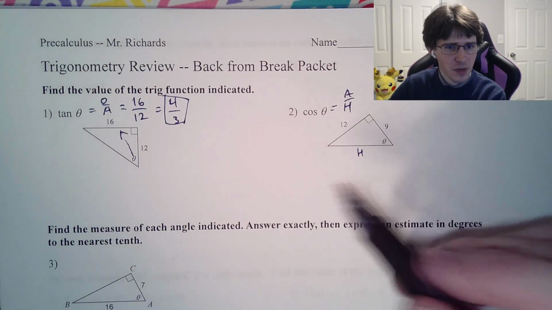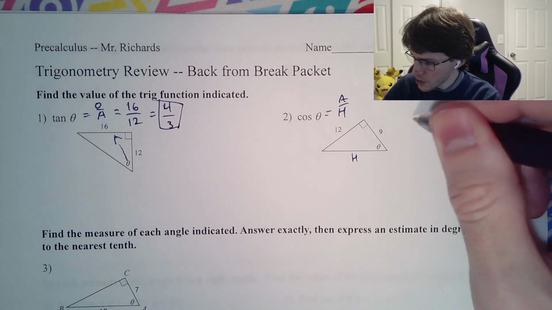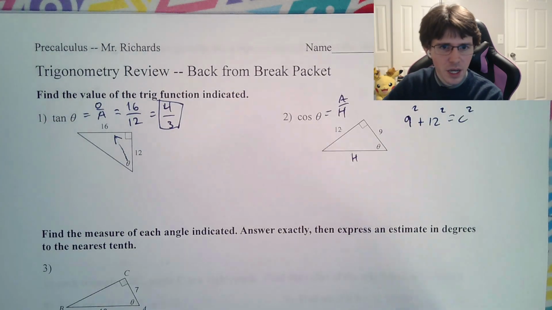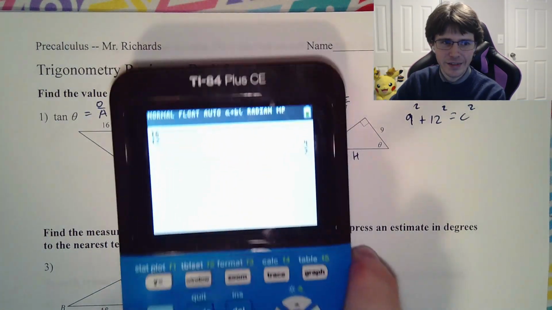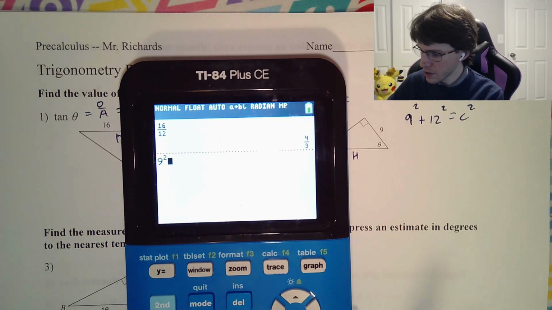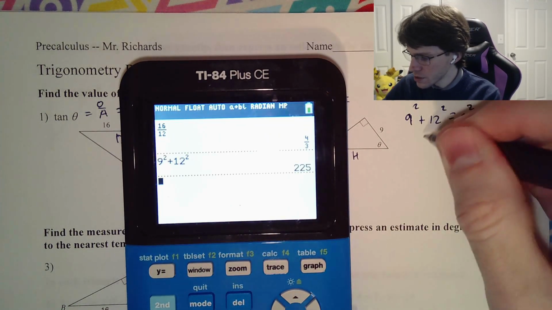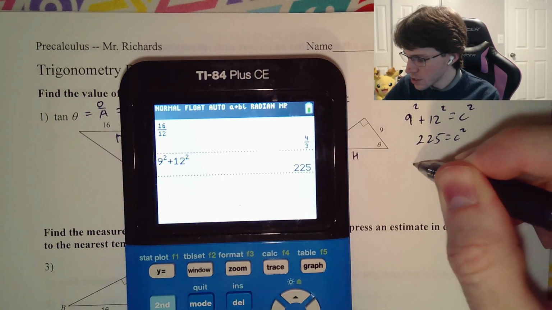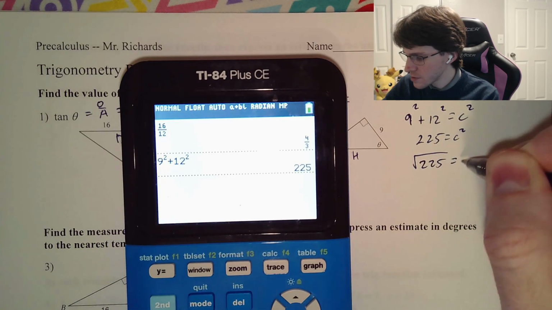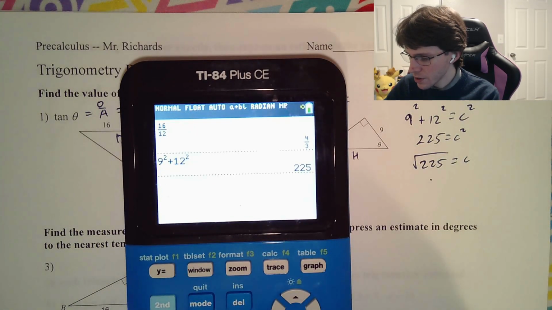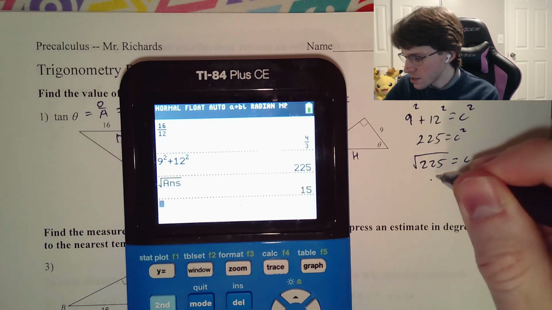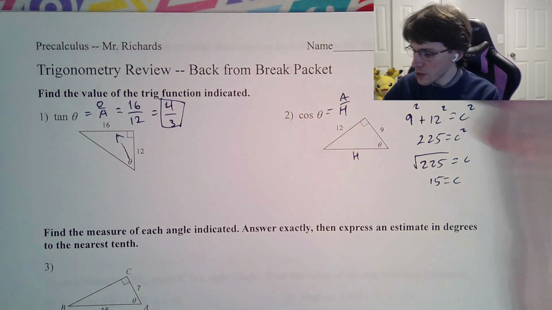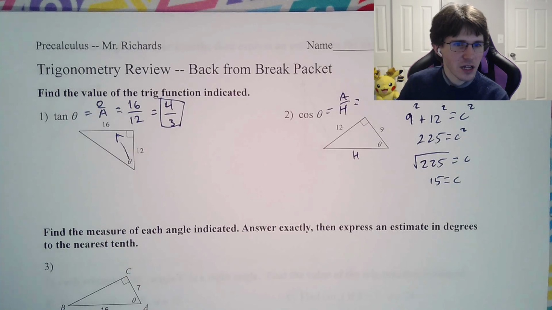To figure this out, because we don't have the hypotenuse, we can use our Pythagorean theorem, which says that a squared plus b squared equals c squared. Go ahead and use your calculator if you need it to do 9 squared plus 12 squared. It'll give you 225. Then to find the answer, we'll take the square root of both sides of the equation. So we'll have the square root of 225 is equal to c, and if you use your calculator, you'll end up getting 15. So 15 is your value there for c, which means for our final answer, we can go ahead and get that final answer in there.